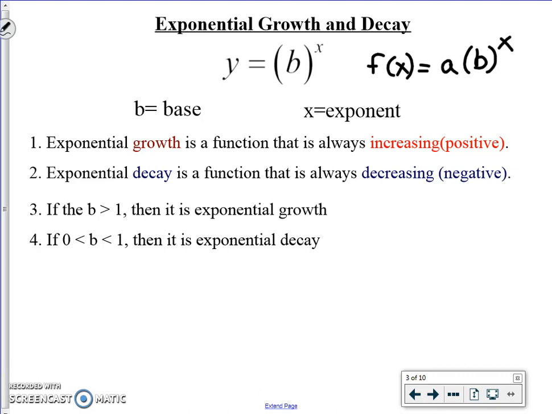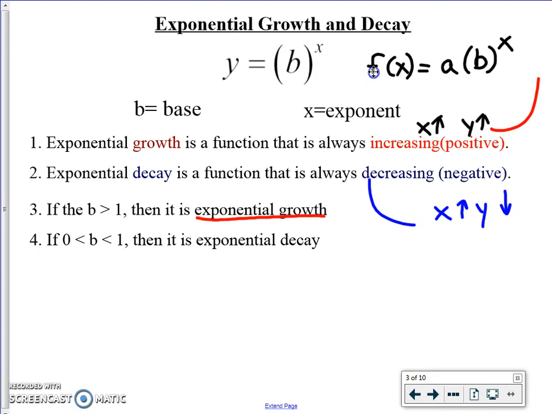Exponential growth is a function that is always increasing. That's for its positive. As x increases, y increases also. The graph is going to look like this. Exponential decay is a function that is always decreasing. It's going to look like this. And as x increases, our y value decreases. Okay? If b is greater than 1, then it's exponential growth. If b is between 0 and 1, then it's exponential decay.